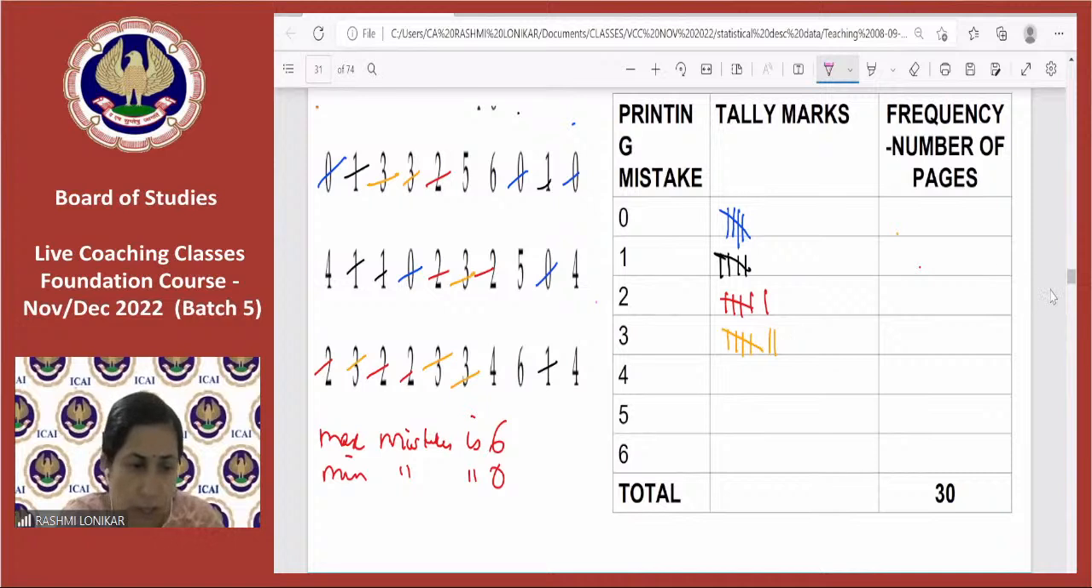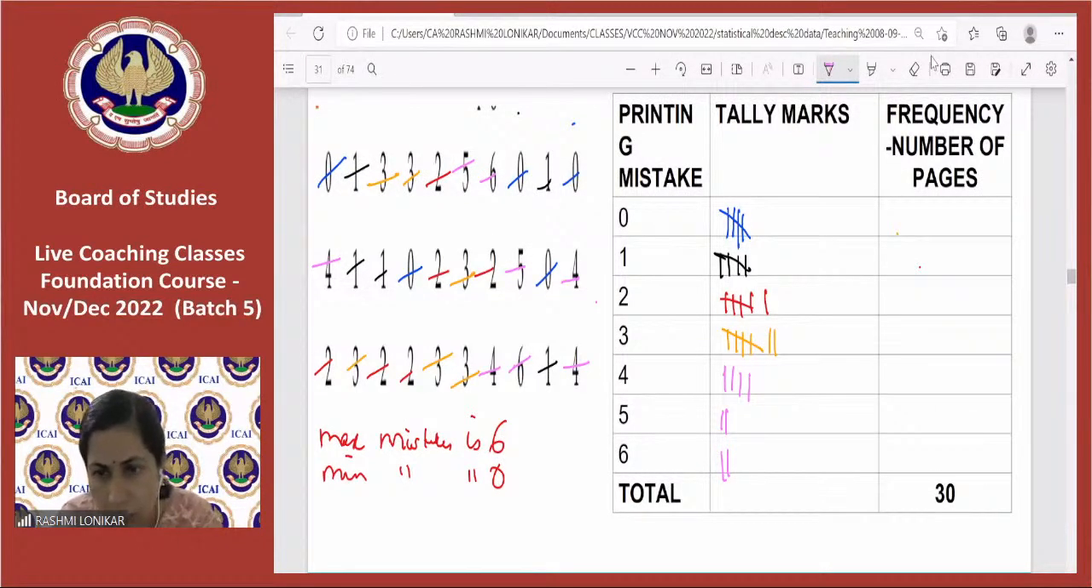Then how many with 4 errors? 1, 2, 3, and 4. There are 4 pages in which there are 4 errors. Then 5. How many pages with 5? 1 and 2. And how many pages with 6 errors? There is only 1 and 2. So there are 1 and 2. 5 is also 1 and 2. Okay, let me just put them.